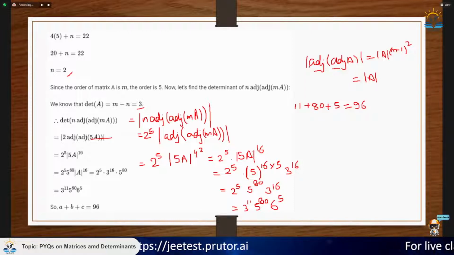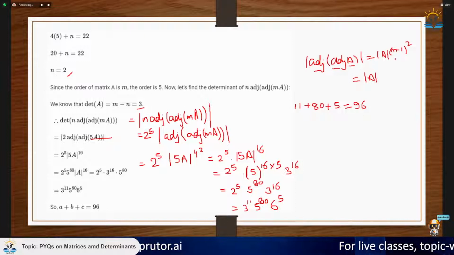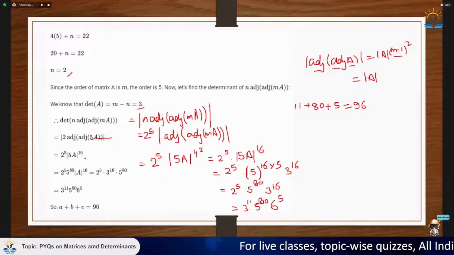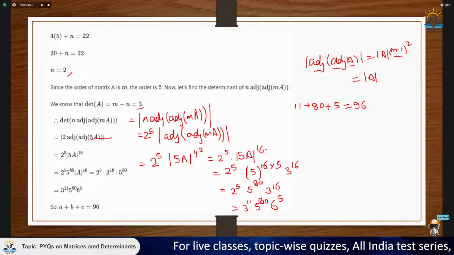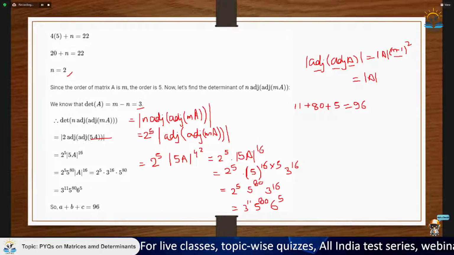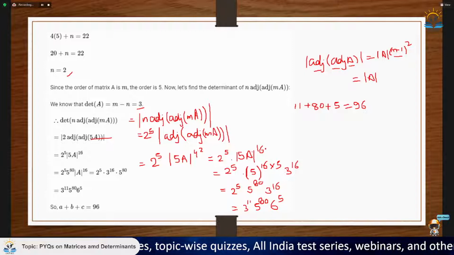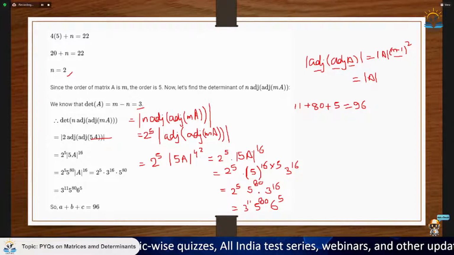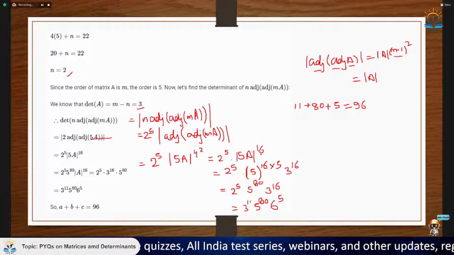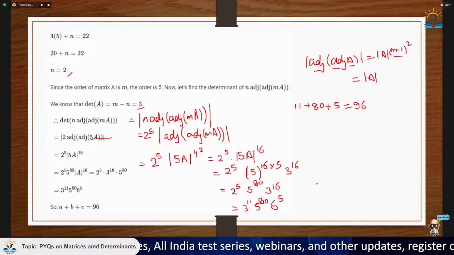That is, determinant of adjoint A is equal to determinant of A, whatever is written inside, power m minus 1, where m is the order of this matrix, power as many adjoints as are written. Since here there were 2 adjoints, so it would be square. So 5, that of 5A, power 4 square is 16. Then 5 is a scalar. It will come out by taking the power of order of matrix. That is 5 power 5 into power 16. So it is 5 power 80 multiplied by A power 16. That A was 3. So 3 power 16.